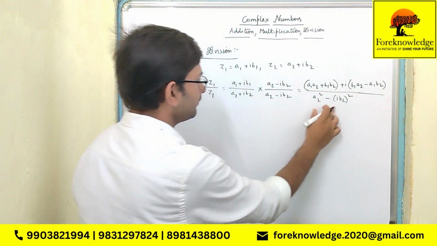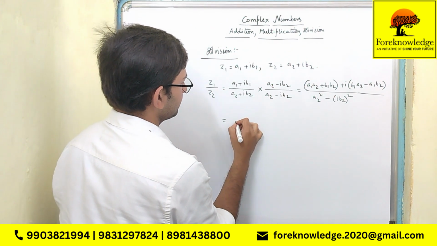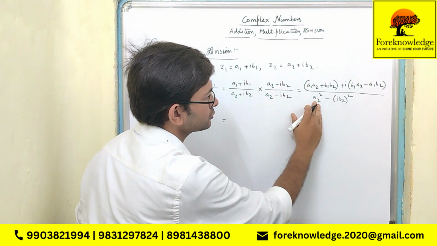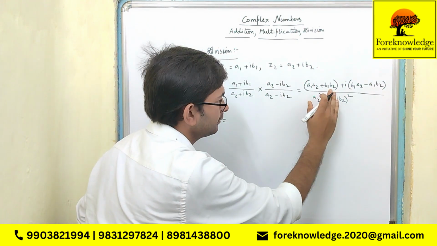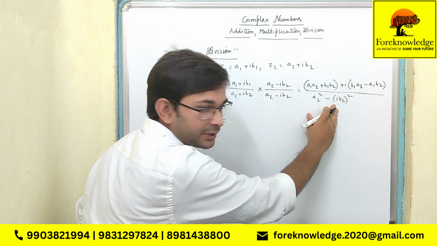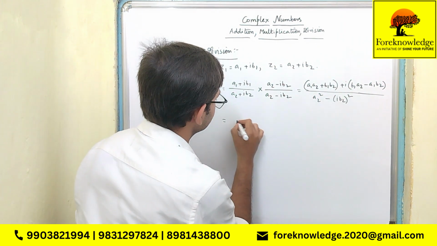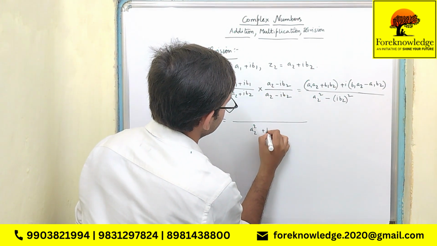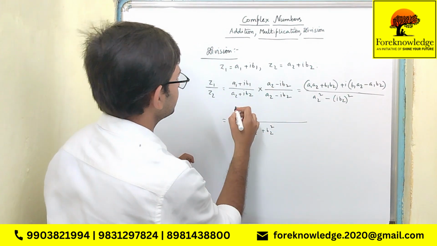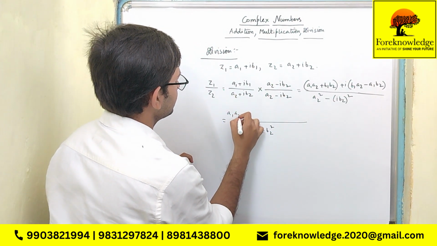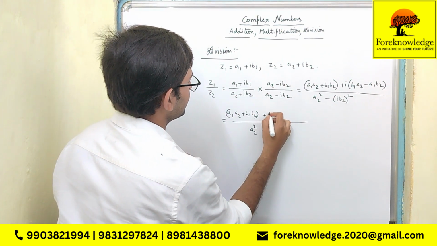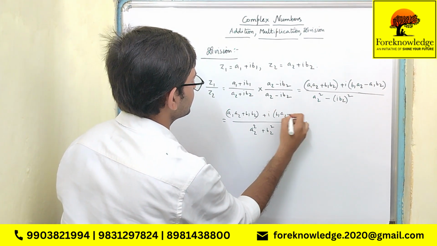So the denominator is a2 square plus b2 square, because a2 square minus i square b2 square, and minus i square means plus 1. So the denominator becomes a2 square plus b2 square, and the numerator is a1 a2 plus b1 b2 plus i times b1 a2 minus a1 b2.